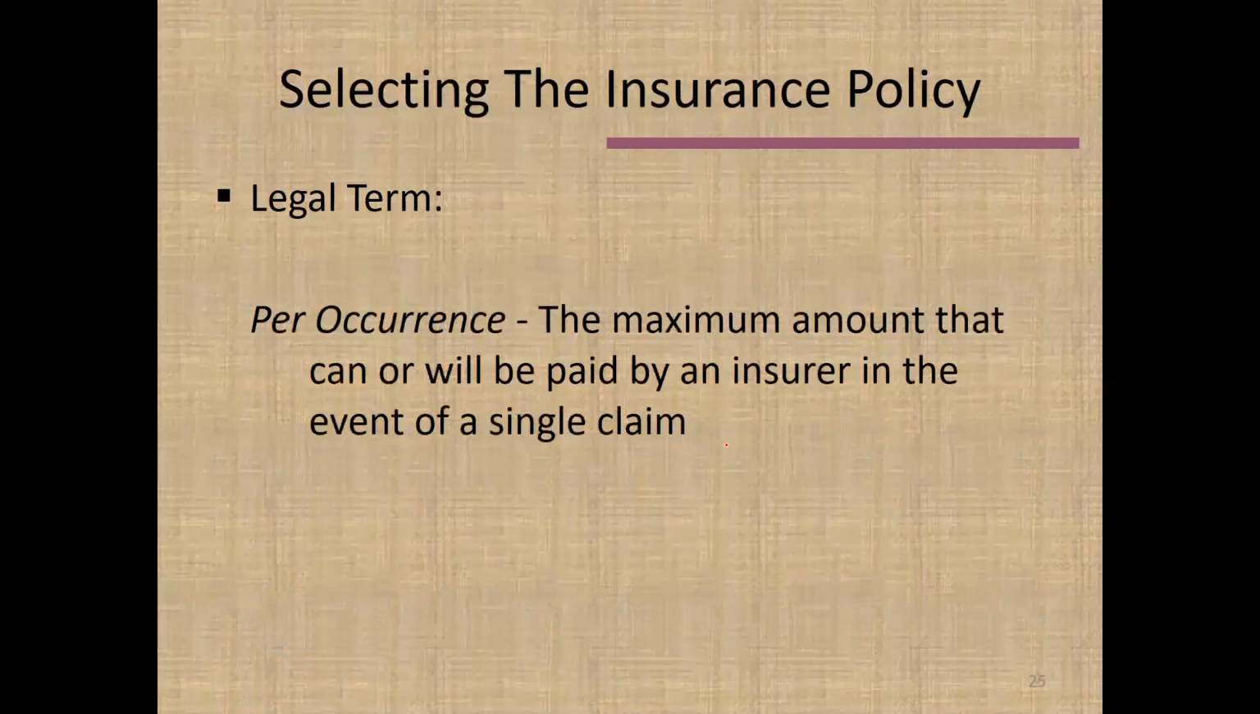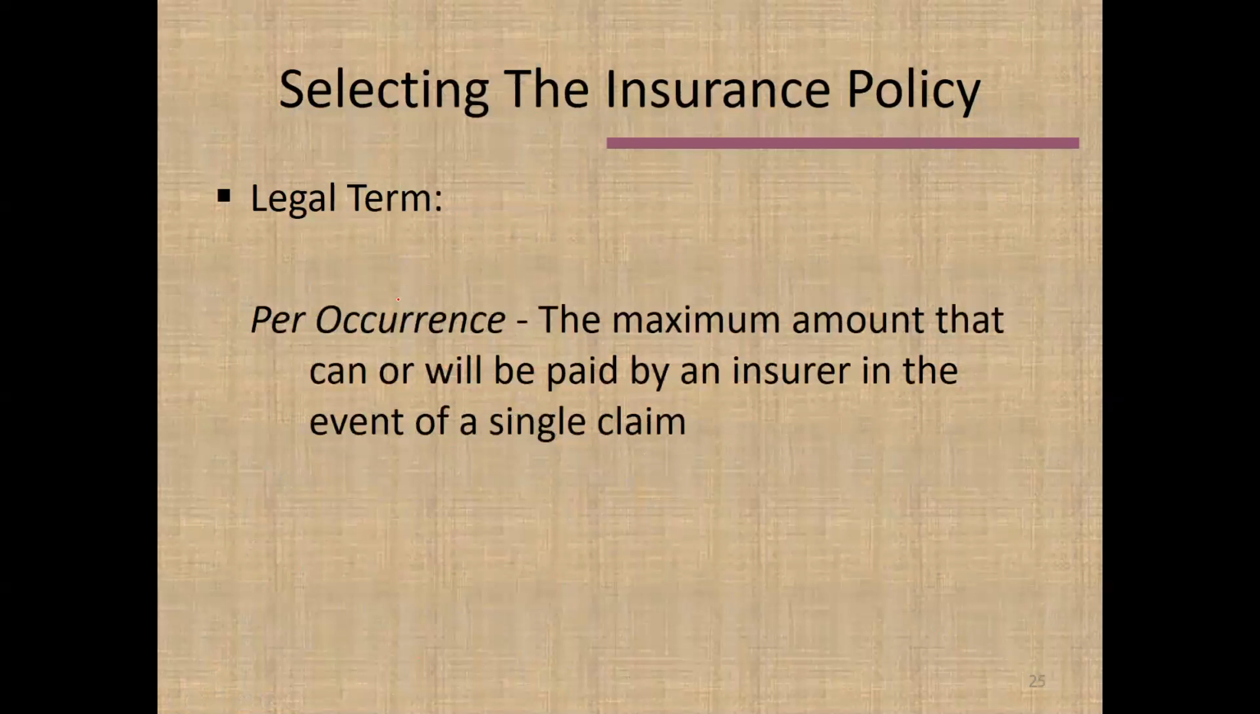So per occurrence is the maximum amount that can or will be paid by the insurer in the event of a single claim. So imagine that you have property casualty insurance and each occurrence is limited to $100,000. A hurricane, well, let's not use a hurricane. There's a fire. There's an electrical short in your building and the building burns down. It's a total loss, but your per occurrence is limited to $100,000. The stuff that burned up was worth $400,000. So you only have insurance for $100,000. You're out $300,000 on top of that. Obviously, you probably had a lower per occurrence than you ought to under those circumstances. That's how per occurrence works.